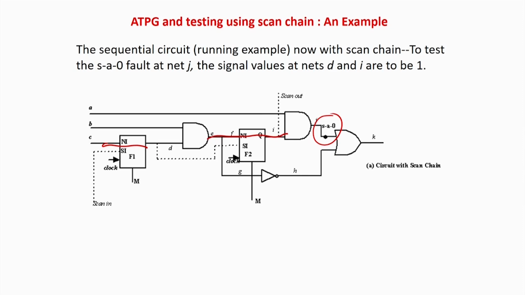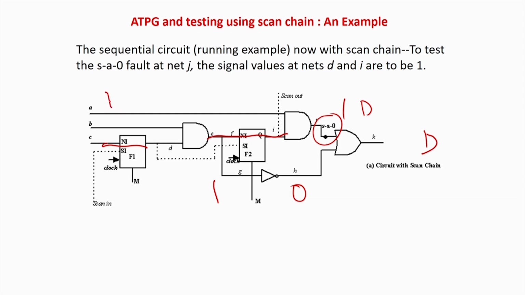Stuck-at-0 means sensitize: put a 1, normal 1, fault 0, D, output will be D, that is the propagation, because there is only one path here, propagation is done. Now I have to justify. So how do you justify? For the other input of an OR gate, obviously it has to be 0 to make it controllable. Inverter, so I have to put a 1 over here.